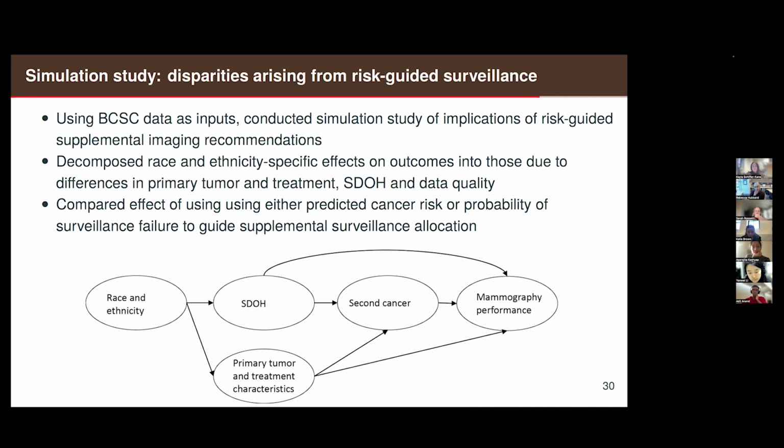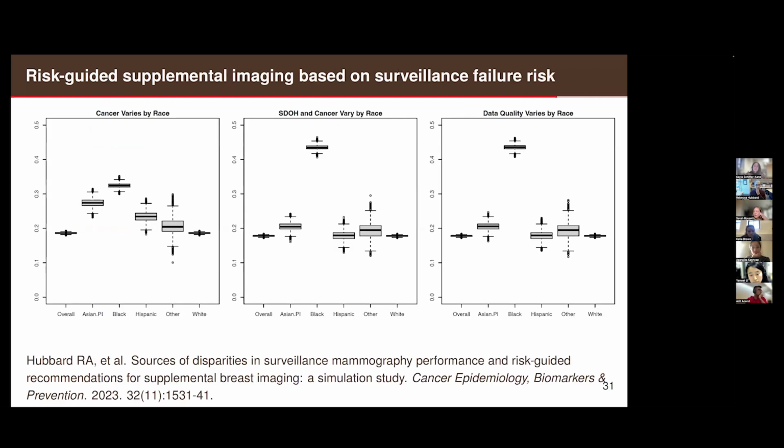performance of these models. Specifically, we developed a cancer risk prediction model and a surveillance mammography failure risk model that did not explicitly include race and ethnicity. So race was not a predictor in the model. But even so, even using an ostensibly race-blind model, we still see trickle-down effects on mammography performance. So just to illustrate that quickly, I'll show you this one result.